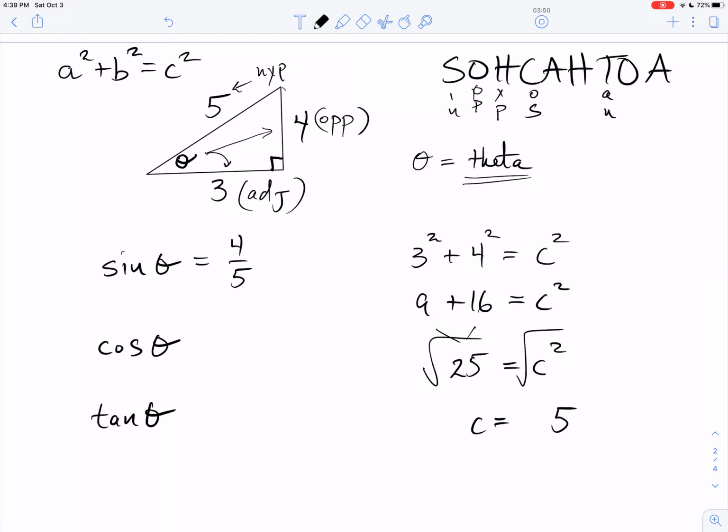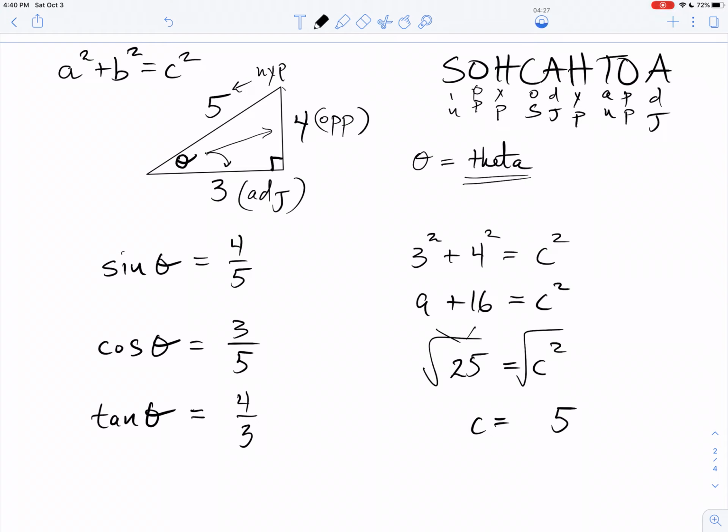Cosine, well, what is that all about? It's the adjacent over the hypotenuse. So adjacent over hypotenuse, so 3/5. Don't call it 0.6. We don't do that in trig. And then last but not least, tangent, that is opposite over adjacent. So opposite the angle would be 4, adjacent would be 3. And I would have my SOHCAHTOA.